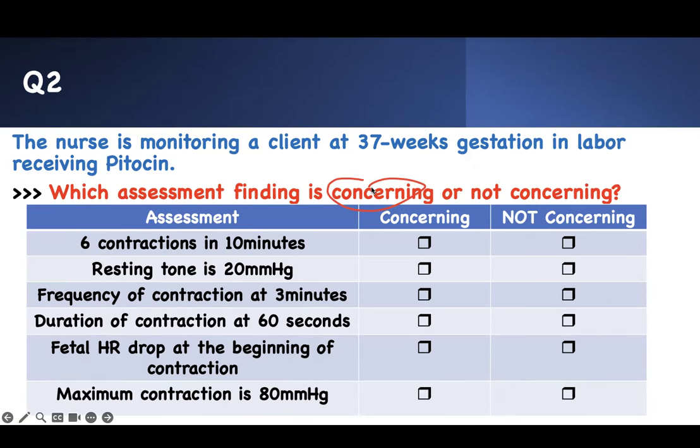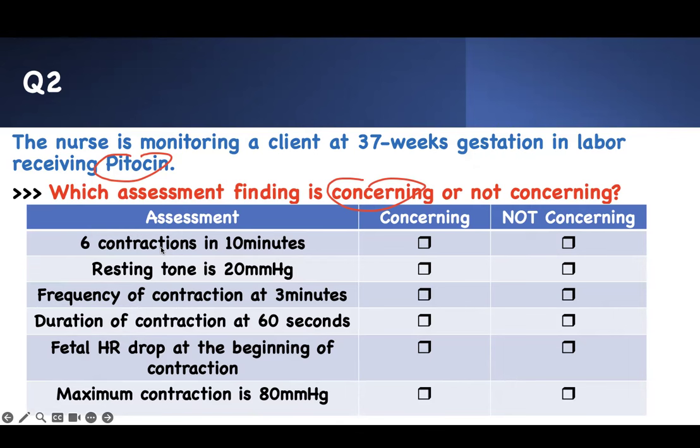The nurse is monitoring a client at 37 weeks gestation in labor receiving Pitocin. So the question is about a patient receiving Pitocin. Which of these do you think is concerning or not concerning? We're going to break it down. 6 contractions in 10 minutes. Think about it. Resting tone is 20. Frequency of contractions at 3 minutes. Duration of contractions, 60 seconds. Fetal heart rate drops at the beginning of the contraction. And maximum contraction is what? 80.